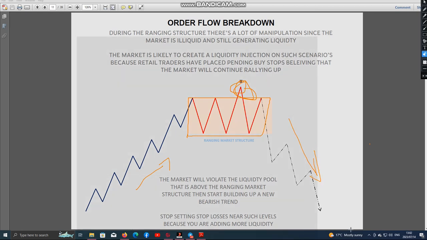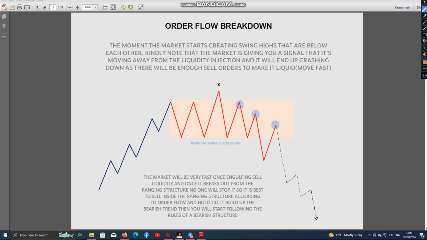Do you understand? If you check another slide, you will see the market start moving downwards from that level. Likely after a liquidity injection, expect the upcoming swing points or swing highs to be below each other. This is a confirmation that the market is now heading downwards. It's no longer going to create another swing high above the liquidity injection one. So now let's get back to the chart.